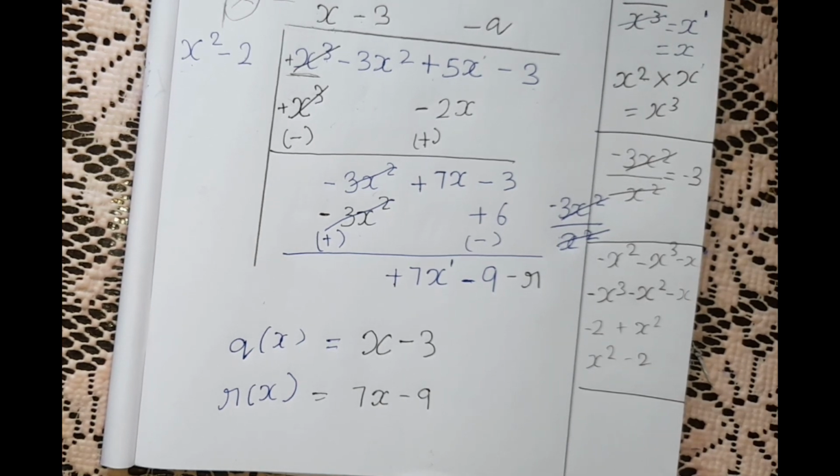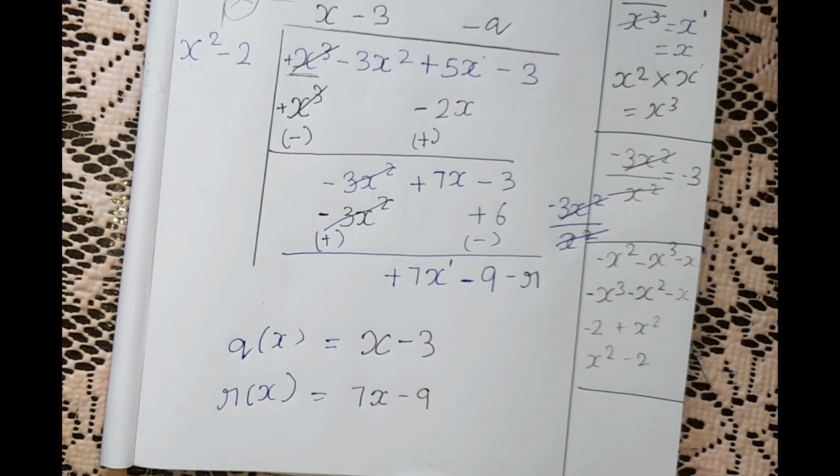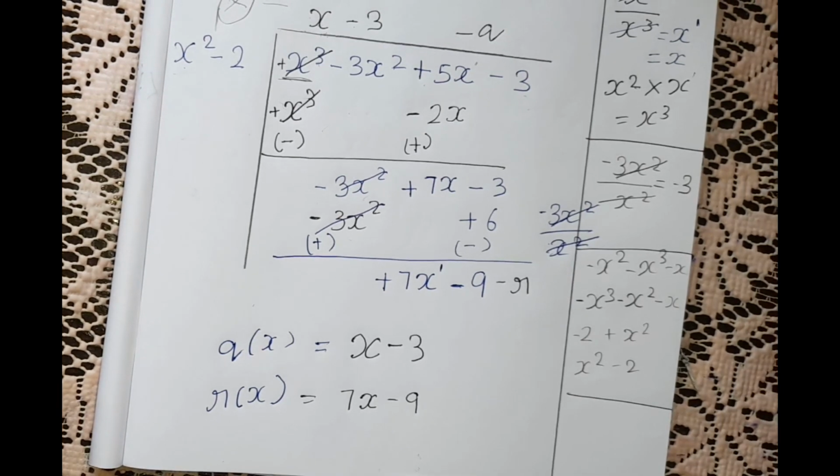So I hope you guys enjoyed this. Because this is pretty easy, but I explained it in brief so that you guys can understand. So finally we solved it. We got the remainder as 7x minus 9 and the quotient is x minus 3.